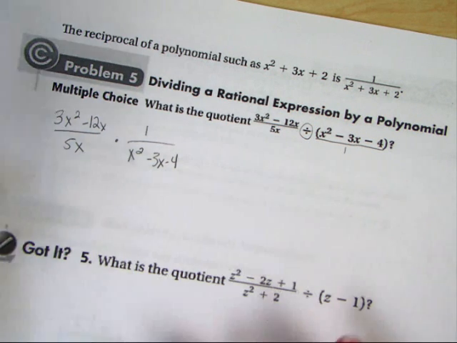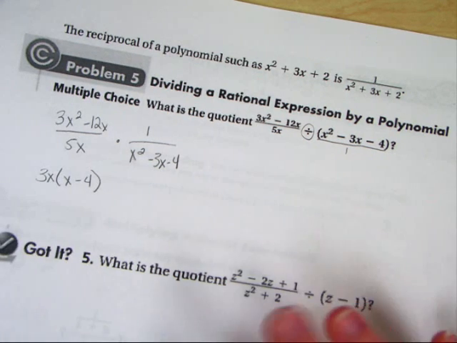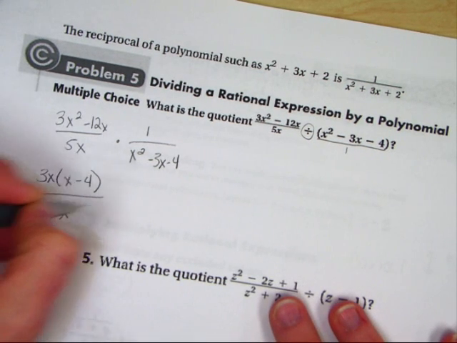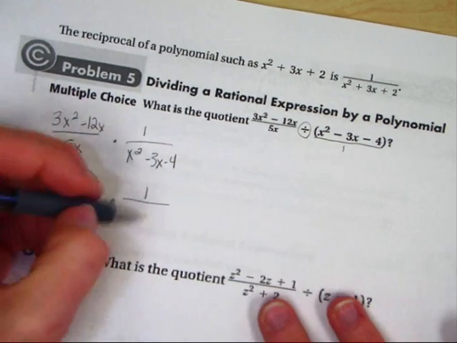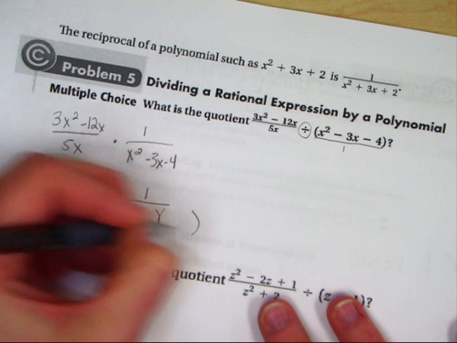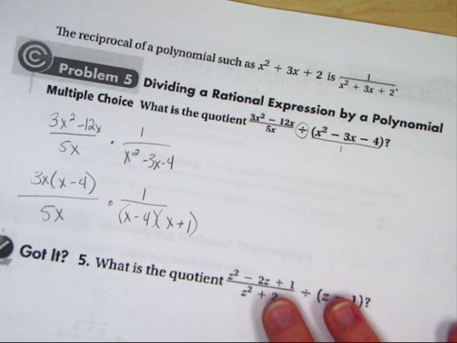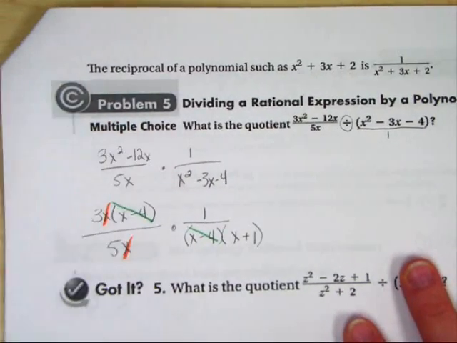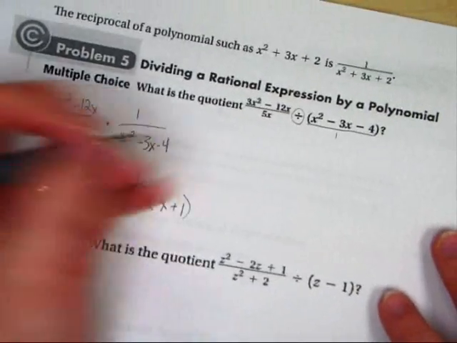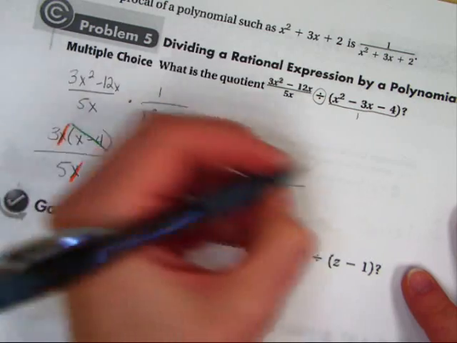You should get 3x times x minus 4, GCF, over 5x times 1 over, factor this. Pause the video if you need to. x minus 4, x plus 1. Cancel what you can. Binomials with binomials. Now look at the monomial. This x and that x. The top you're left with 3 times 1, which is 3. The denominator you're left with 5 times x plus 1.